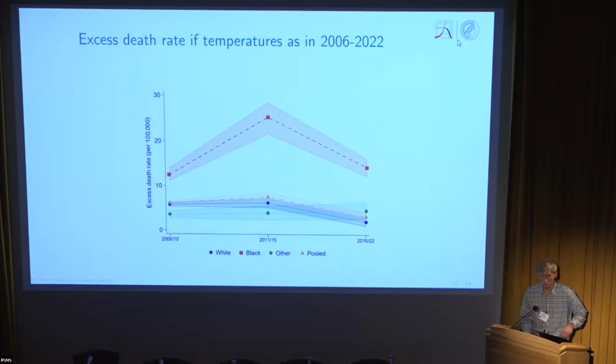We also considered the possible excess death rate if temperatures had been those of 2006, between 2006 and 2022, where we grouped years into 5 groups. And we can observe that especially in the years 2011 to 2015, the excess death rate would have been even higher, especially because in this period, 2011 was one of the hottest years in the US. And we can observe that the increase would have been even higher for Blacks compared to whites, and the difference accounts for almost a double increase in the death rate.